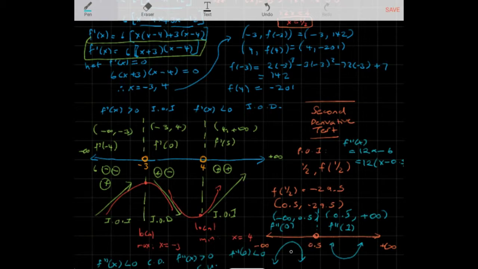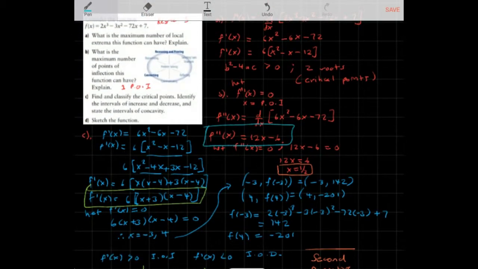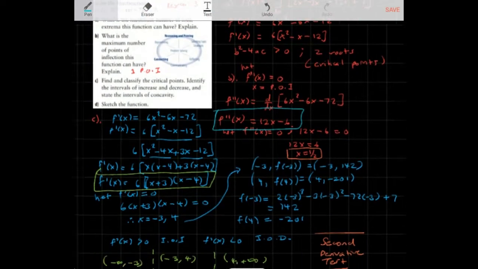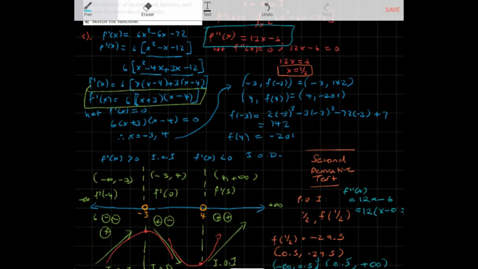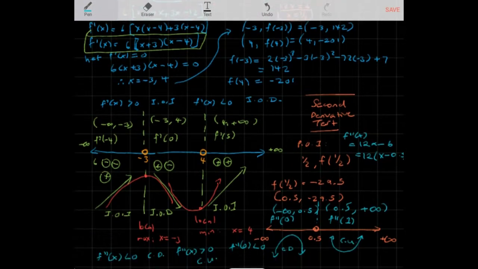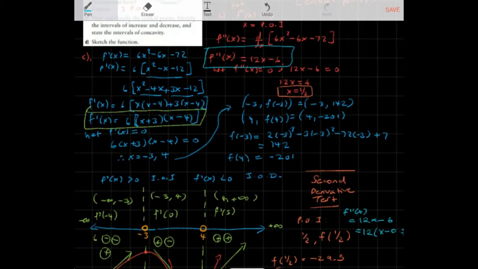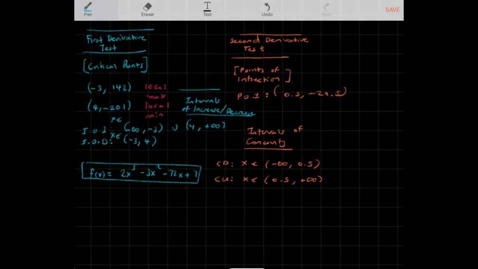And you can see that it's consistent because we should have a point of inflection, or change in concavity, at 0.5. So this actually changes from concave down to concave up. Okay, so those are our intervals of concavity. And really the last step here is to sketch the function. So we can use all of this information to sketch the function. I'm just going to make some space for this, and write down all of our key characteristics.